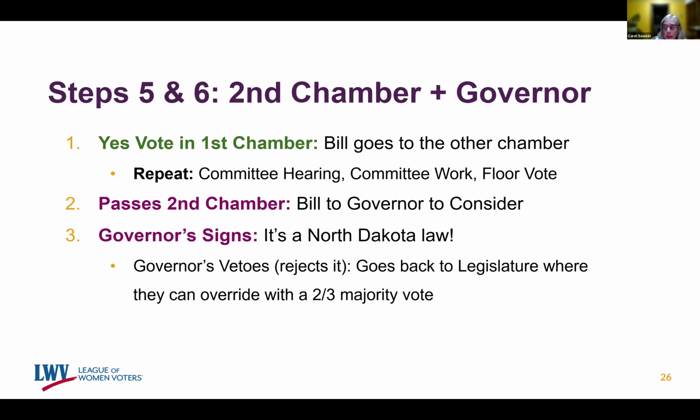If the governor vetoes it, then it goes back to the legislature where they can override with a two-thirds majority vote. And as I just said, this is the simple and straightforward way to explain it, but there's a lot of back and forth, a lot of amendments on many of the bills. So it's not usually quite this straightforward, but that's the end result.